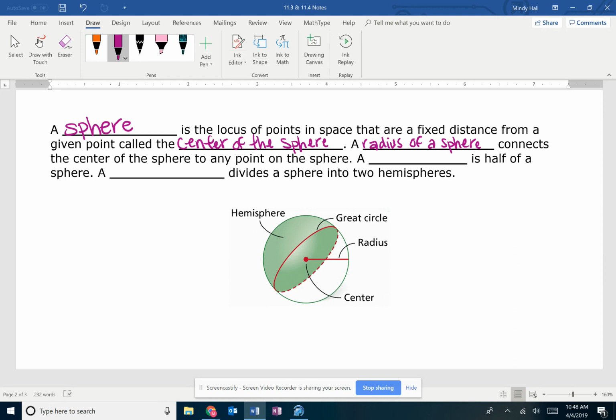and a hemisphere is half of a sphere, and a great circle is what divides a sphere into its two hemispheres. Really, the main part is that you need to know hemisphere, you need to know radius, and you need to know what we mean by center, which I would say most of you probably already are pretty familiar with most of that.